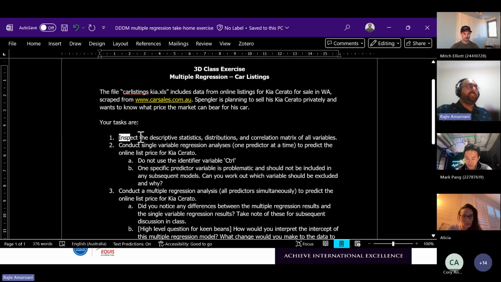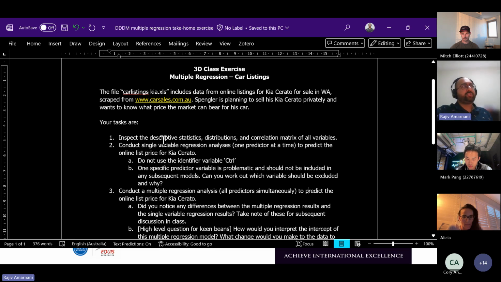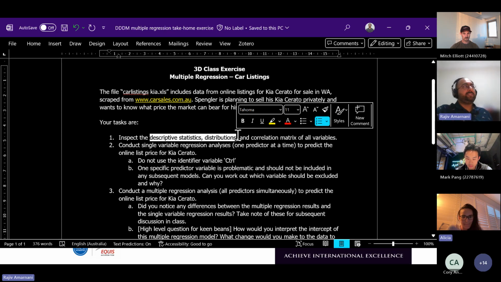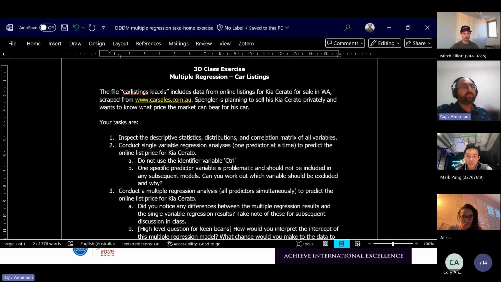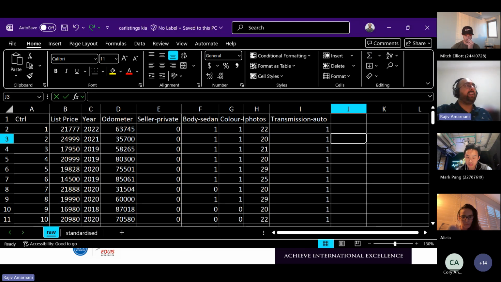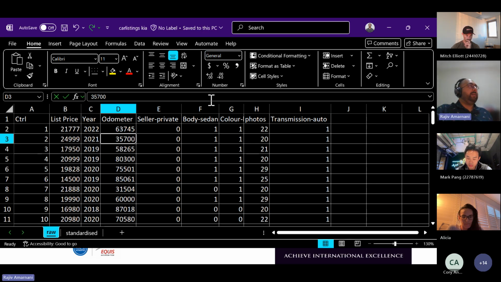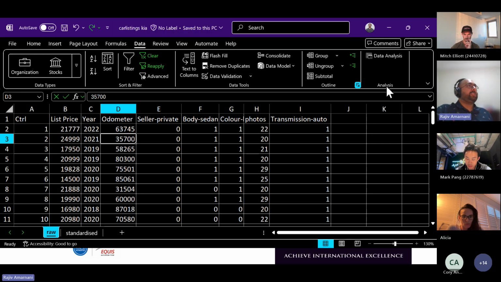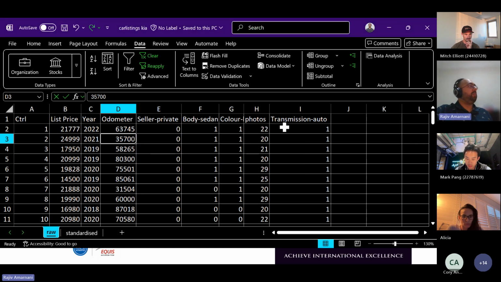The first thing generally, and this is good practice, do this for your project, is to run the descriptives, get the correlation matrix of all the variables. So you know how to get this. Let's do the correlation matrix now. It's always worth practicing this. So I'm going to pull up car listings Kia, and let's go and get the correlations. I suppose I should go through what the variables are.